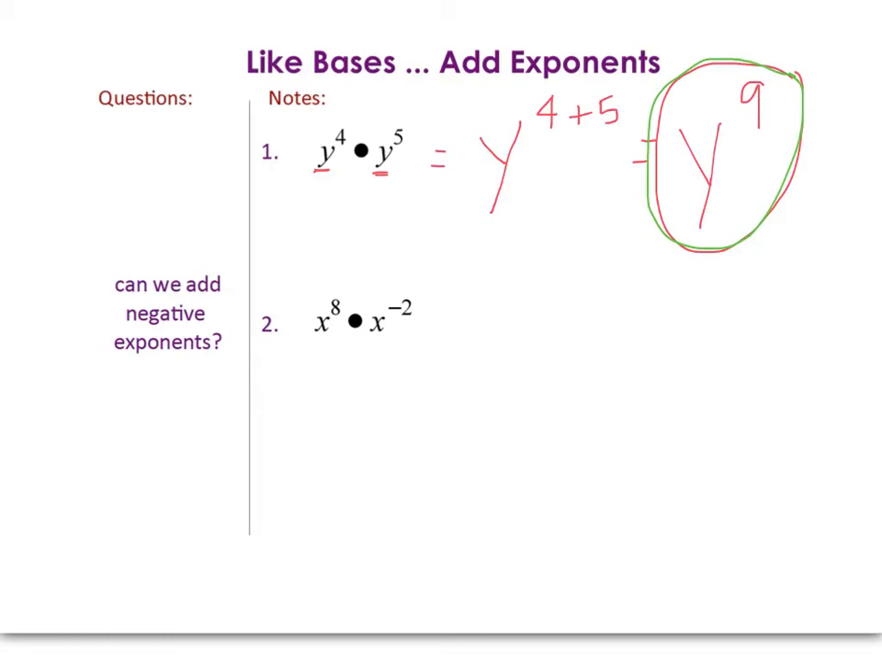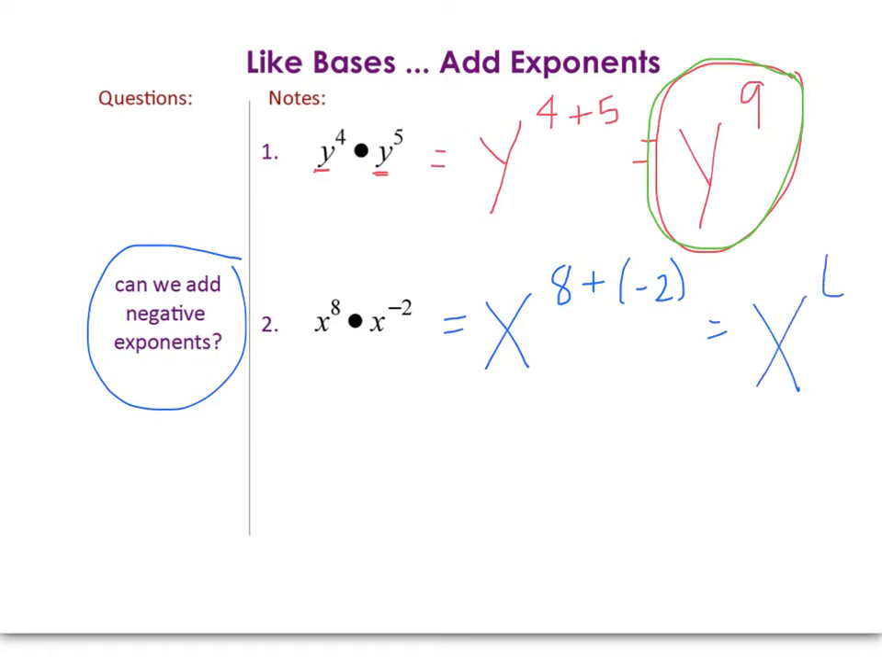Let's take a look at number 2. It says, can we add negative exponents? So we have x to the 8th times x to the negative 2. Well, that's going to be x to the 8 plus negative 2. Well, what's 8 plus negative 2? Isn't that just 6? So x to the 8th times x to the minus 2 gives me x to the 6th, and I'm done.